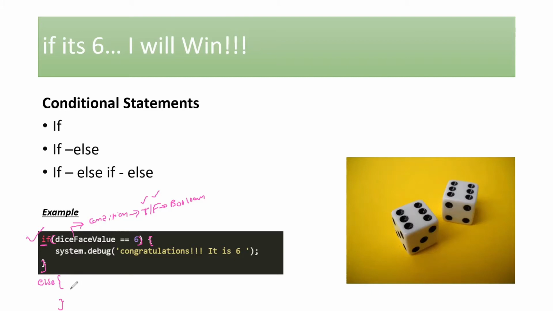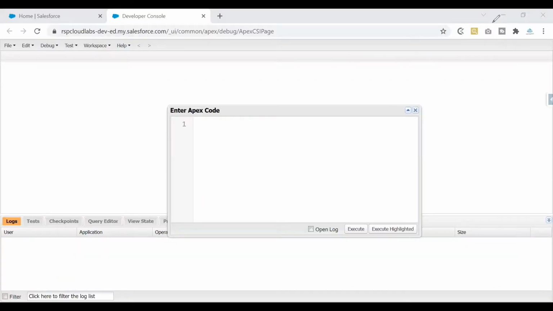So I'm using a system debug just to help us understand what we can put in here. Now let's go back to our Salesforce org and see how we can put that into our anonymous window and see how it would work. Now I am on my anonymous window. So let's go ahead and write our code.